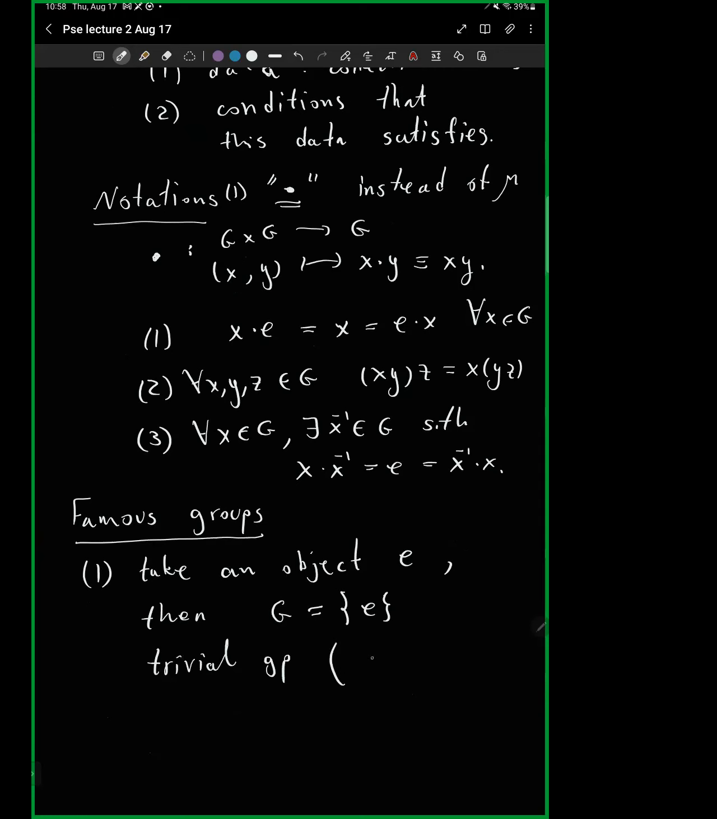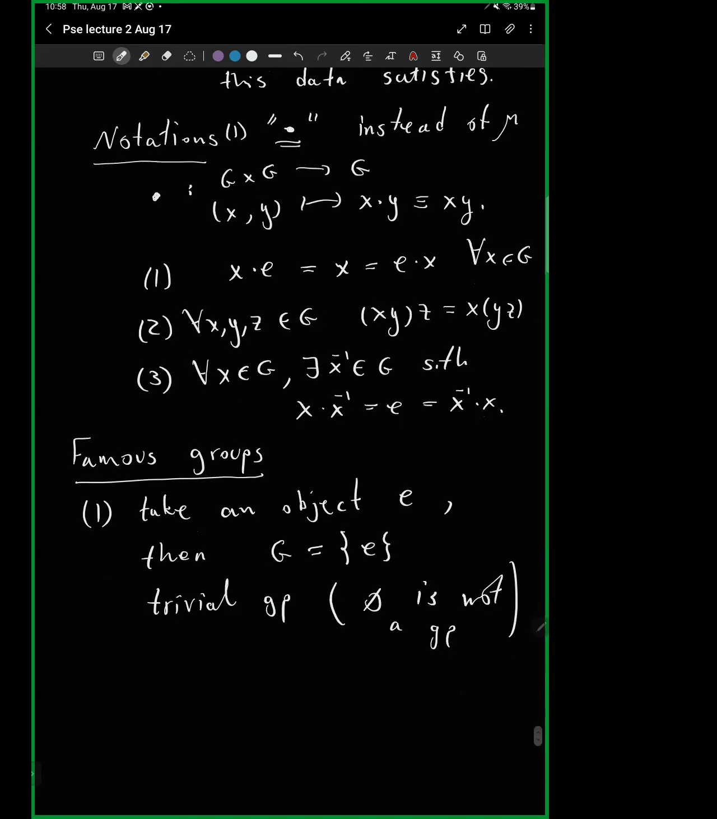Of course, the empty set is not a group, because it does not contain any element. In particular, it cannot contain an element that will be the unit element. A second example is you take the integers with addition and the 0 element.